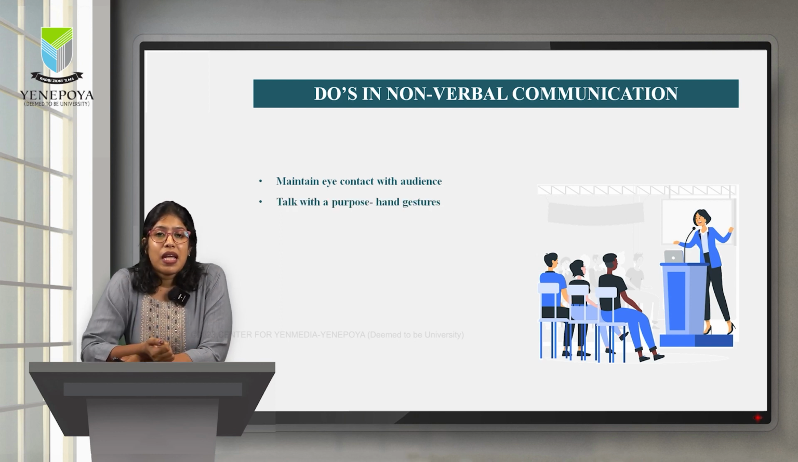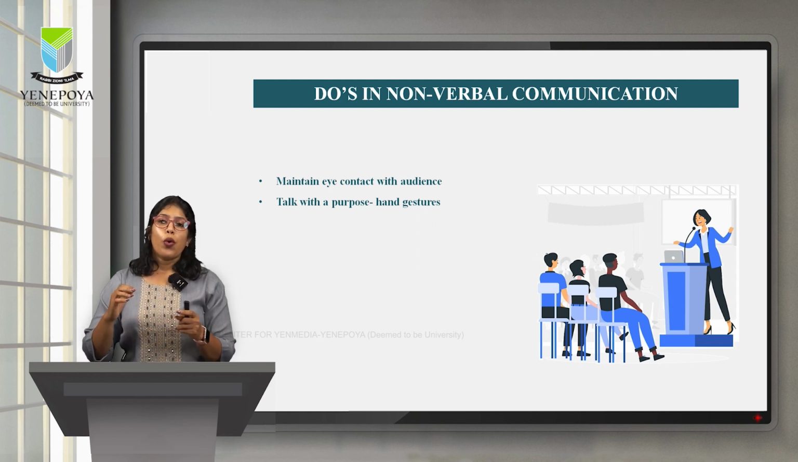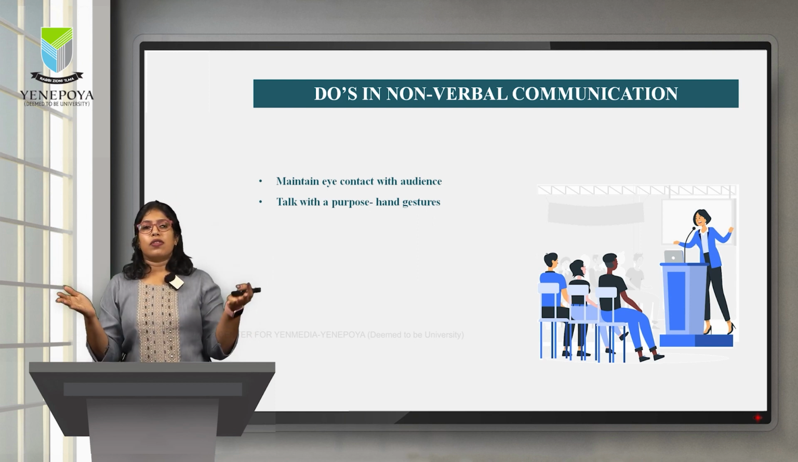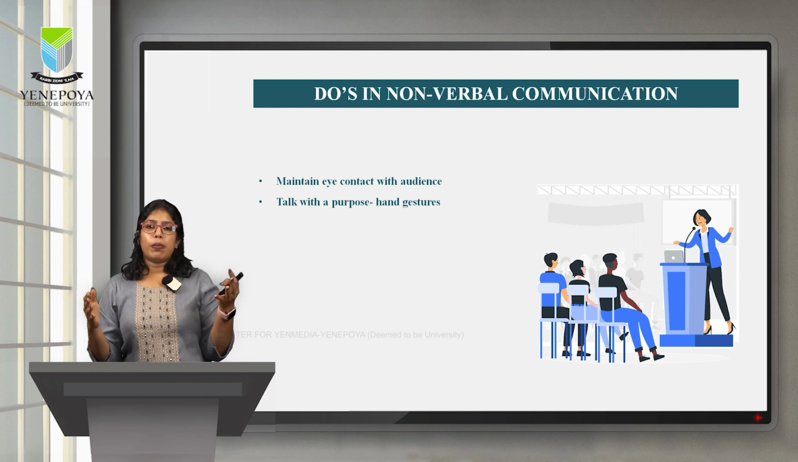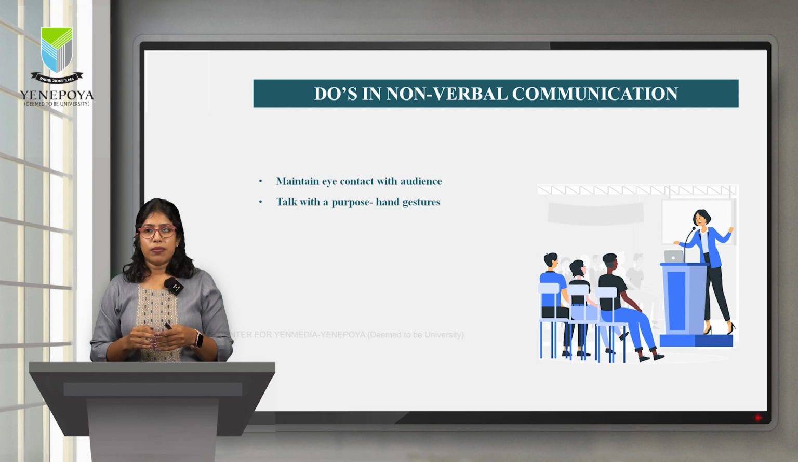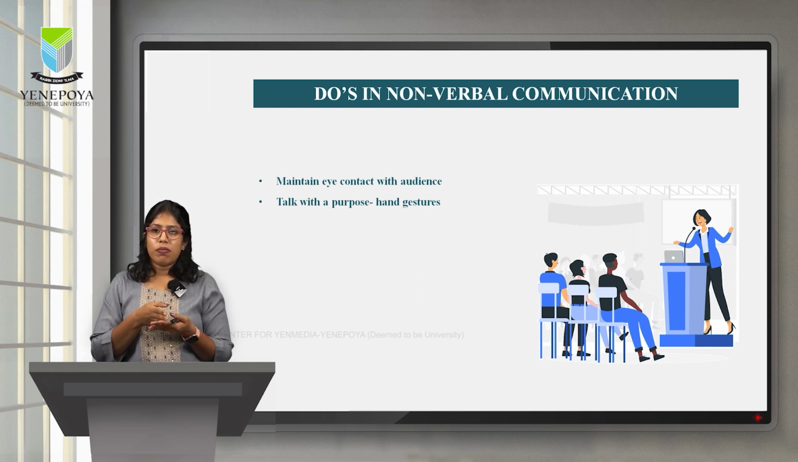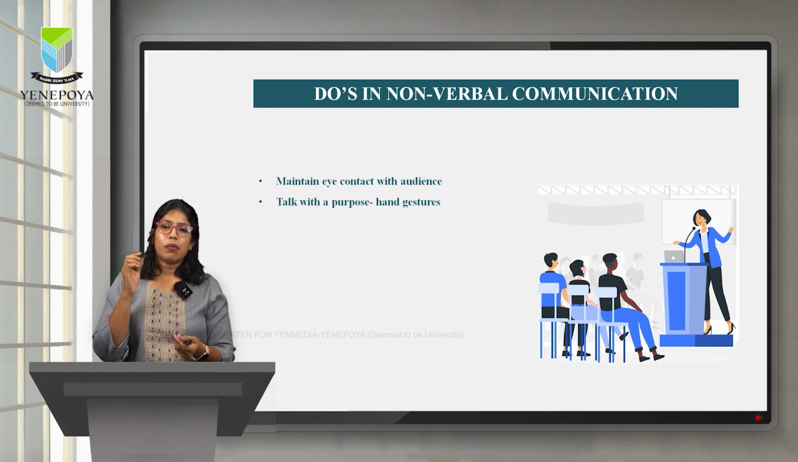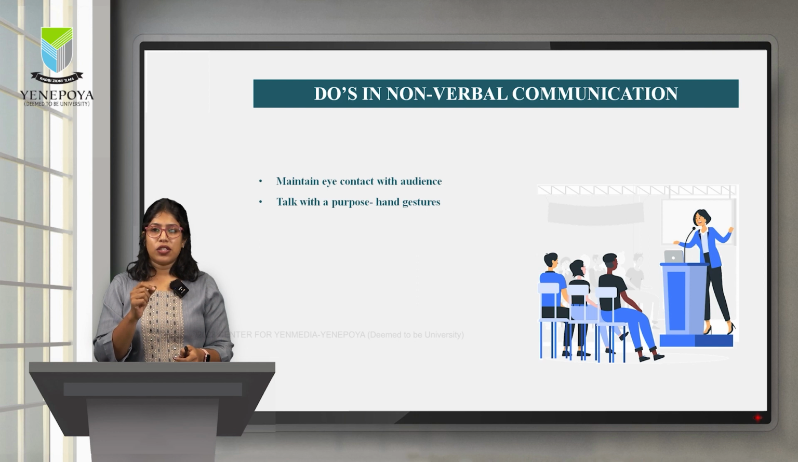Talk with purposeful hand gestures. Now, do not simply use hand gestures for the sake of it. There are people who do that. Use hand gestures only when necessary. If you want to make an impact on the people, you want to ensure that the person follows what you say, that's the time you use your hand gestures.